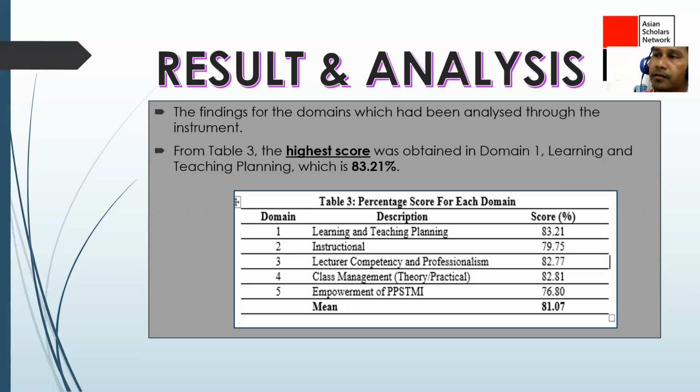Result analysis. The findings for the domains which had been analyzed through the instrument were divided into subdomains and smaller aspects to identify the factors that contributed to the domain score. The result was also described based on the review report. From the findings of the analysis in Table 3, it was found that the highest score was obtained in Domain 1, learning and teaching planning, which is 83.21%.